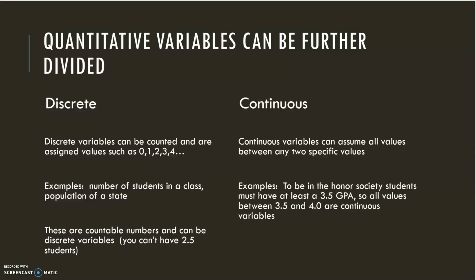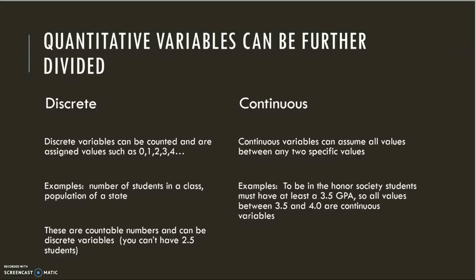Continuous variables can assume all values between any two specific values. And those continuous variables are in between those values. For example, to be in the Phi Theta Kappa Student Honor Society, students must have a GPA of at least 3.5. So all of the values between 3.5 and 4.0 are continuous variables.